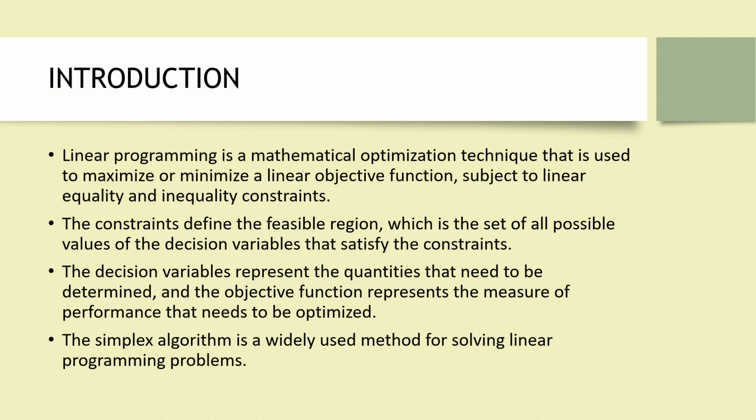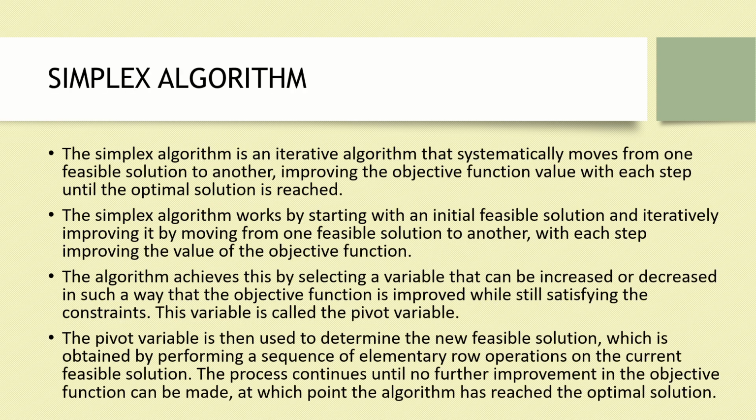So what are decision variables? These represent the quantities that need to be determined, and the objective function represents the measure of performance that needs to be optimized. So in linear programming, the simplex algorithm is a widely used method to solve linear programming problems. The simplex algorithm is an iterative algorithm that systematically moves from one feasible solution to another, improving the objective function value with each step until the optimal solution is reached.